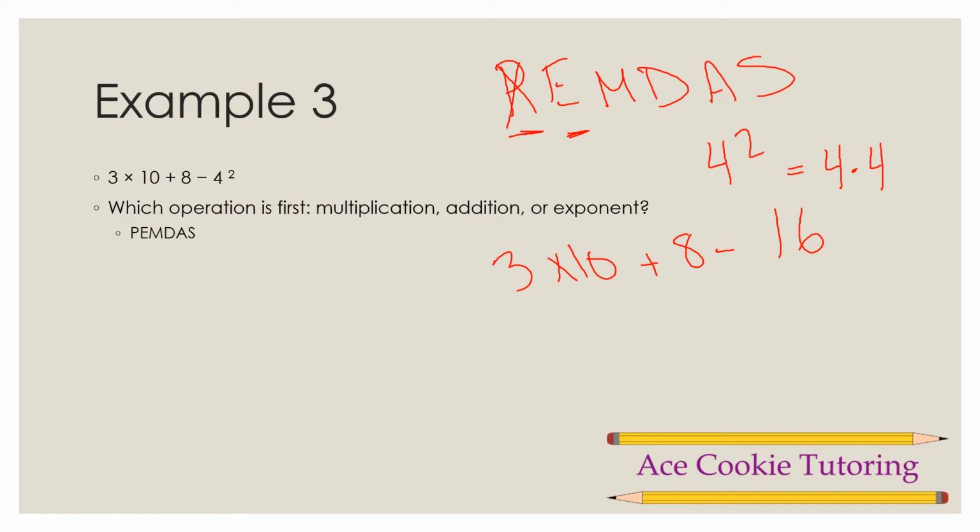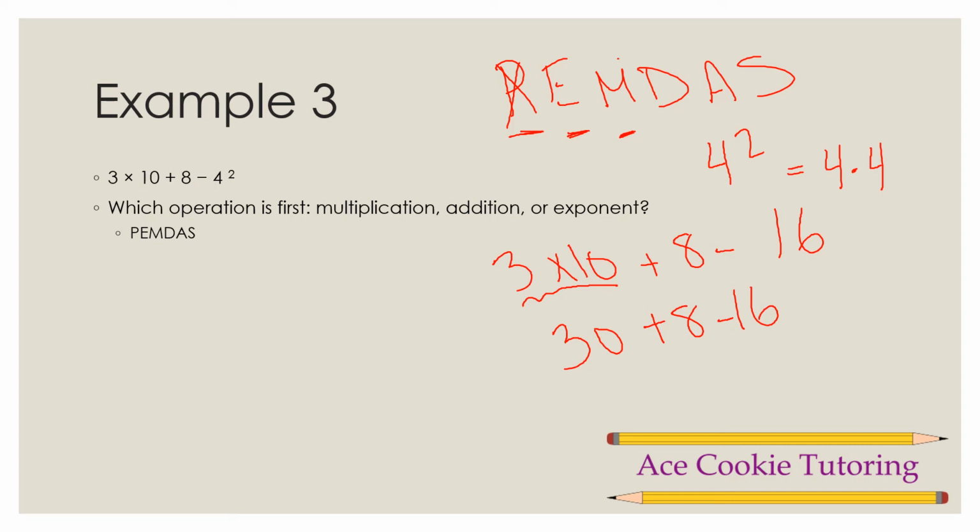So let's move on to our next letter, next operation. That would be M, because remember, I'm doing PEMDAS left to right. So let's get that multiplication done because we have some right here. 3 times 10 would be 30. So 30 plus 8 minus 16. Well, there we go.